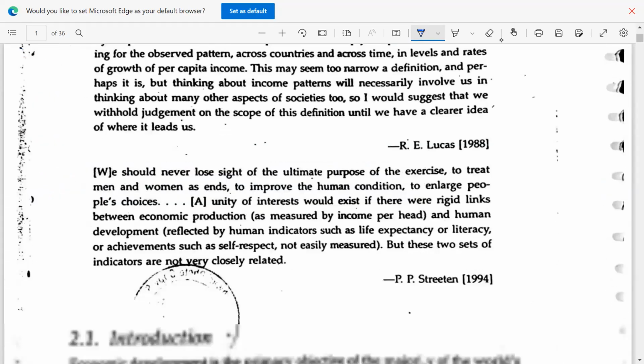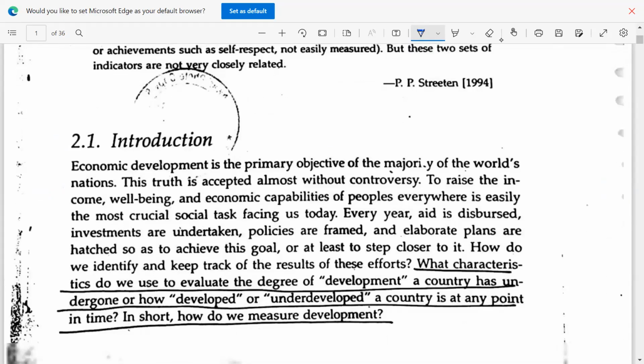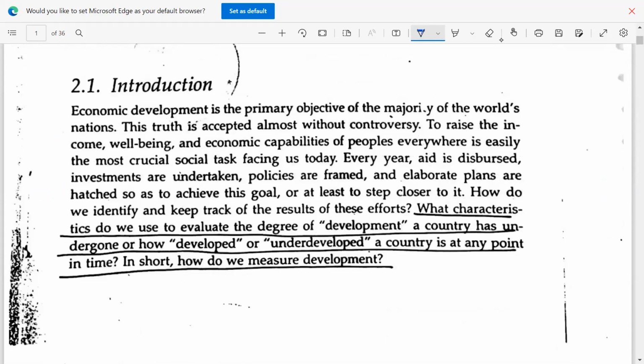So first of all, let us see what we are going to study in our lectures on economic development. When we talk about economic development, what are the questions we are going to ask ourselves? I hope all students are sitting with their readings. You should open up chapter 2 of Debraj Ray, and whatever I make you mark, you mark in your readings. So what characteristics do we use to evaluate the degree of development a country has undergone, or how developed or underdeveloped a country is at any given point of time?